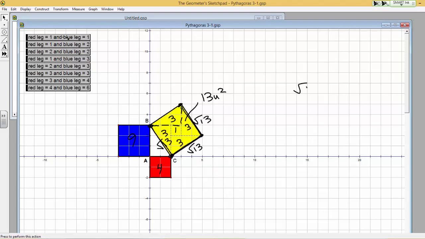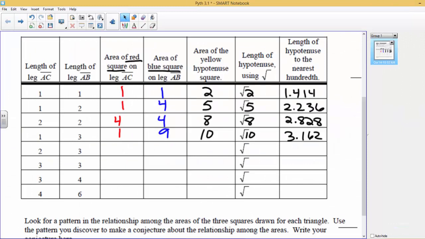And we know that the square root of 9 is 3, and the square root of 16 is 4. So the square root of 13, I'm going to guess, is 3 point, you make a guess. We'll see how close we are. Red square, 4. Blue square, 9. Total, 13. Maybe you're noticing a pattern.